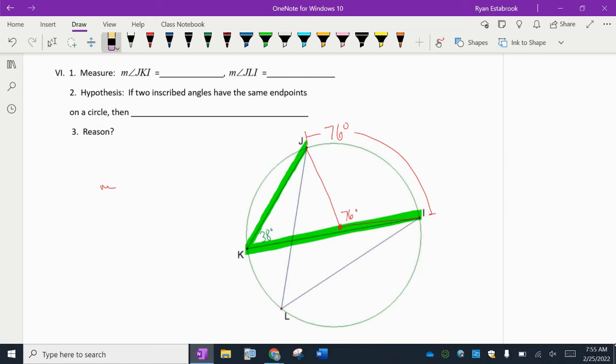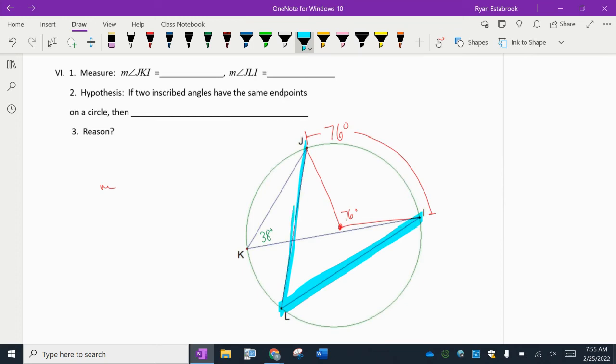You were also asked to find the measurement of angle JLI. Well, if I get rid of those and I look at JLI, I trace one side of the angle, trace the other side of the angle. And this inscribed angle ends at points J and I like the previous one, which means that this inscribed angle over here is half of this arc angle, or that central angle, same thing. So half of 76 means that this would have to be 38 degrees again.